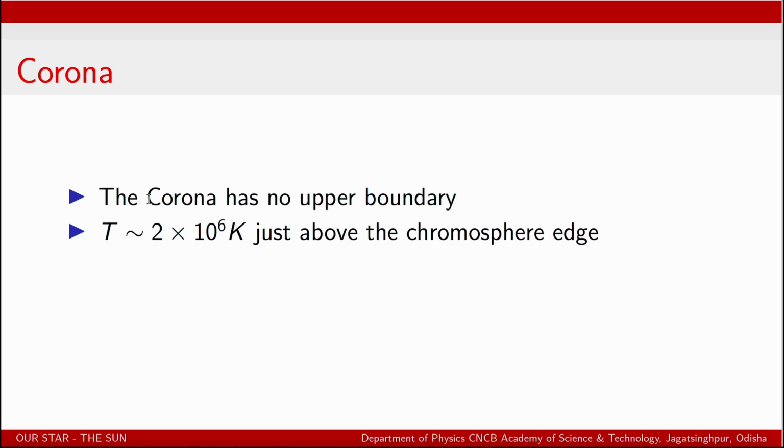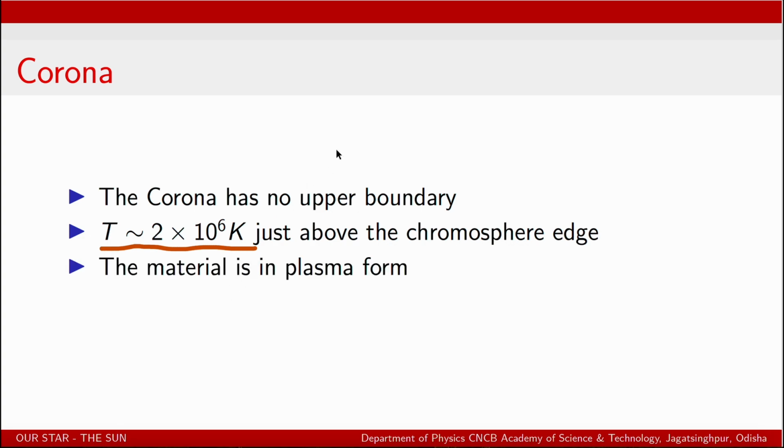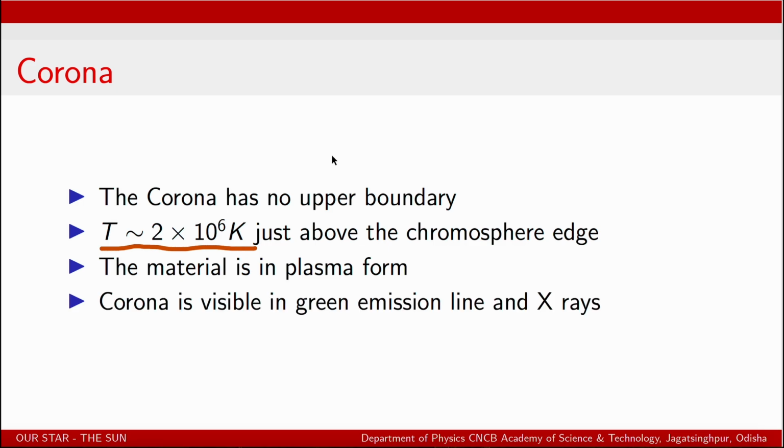And now we go to the corona. The corona has no upper boundary, and the lower edge of the corona has a temperature of around 2 times 10 to the power 6 Kelvin. This is again very surprising. Again, we don't know the reason exactly. The temperature increases drastically just above the chromosphere edge. Another important feature is, of course, that the material has to be in plasma or ionized form at such high temperature.